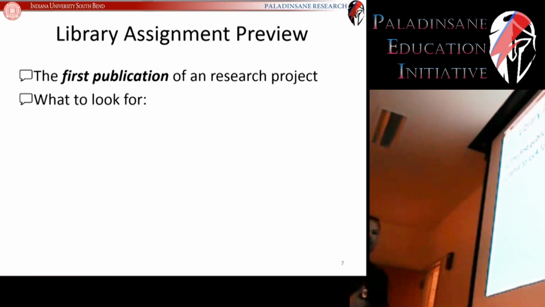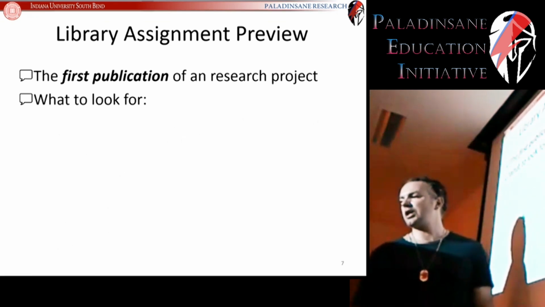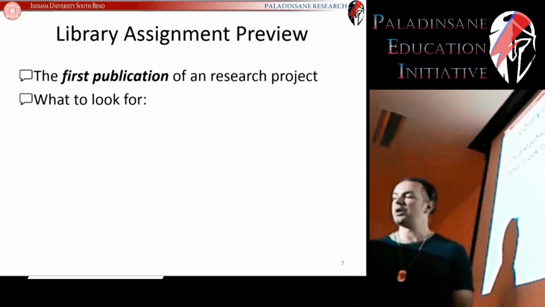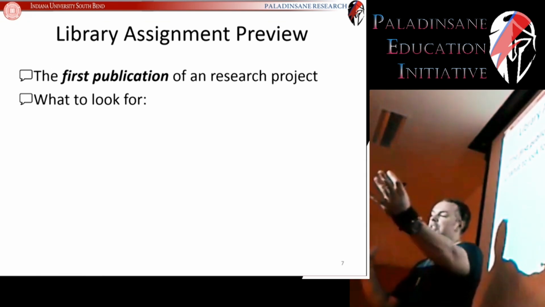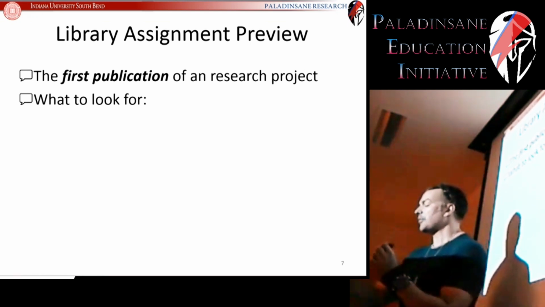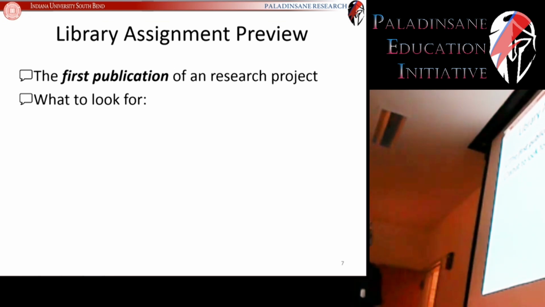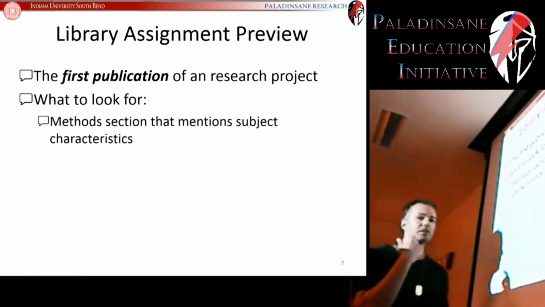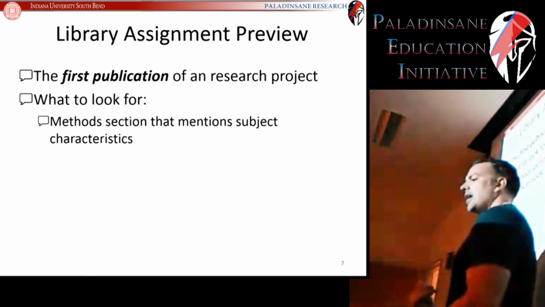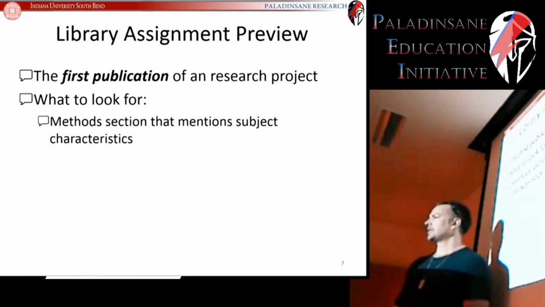So here they are. This is what you want to look for. This will allow you to identify a primary research article in about a minute, so that you can select through articles that you find and very quickly say, this one is not primary, this one is not primary, here's a primary one, not primary, here's primary. So this is what you want to look for. First off, you want to find the method section. And you want to see a method section that says something about the subject characteristics.